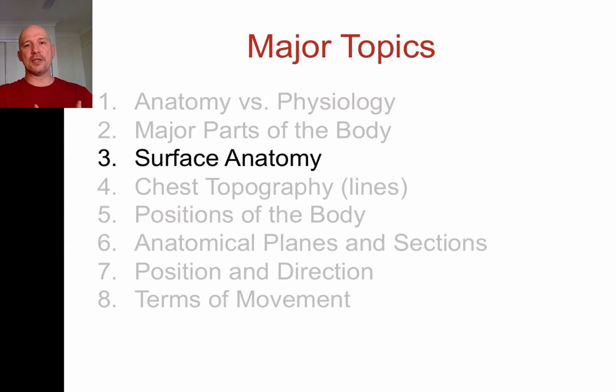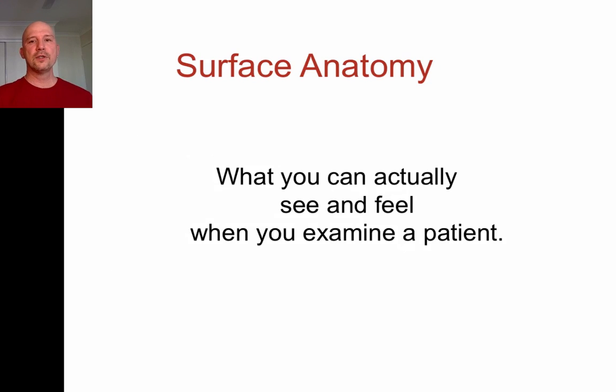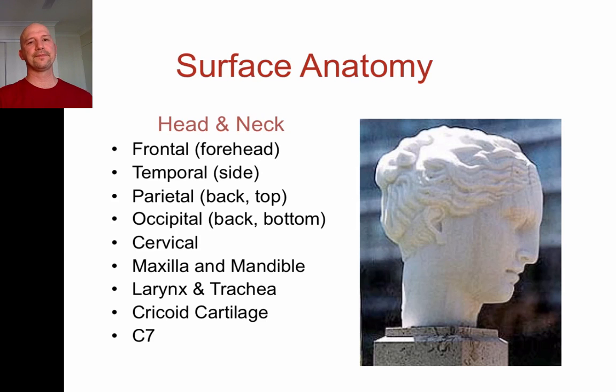Okay, surface anatomy. So if you're looking at the outside of somebody's body and you want to describe where, say you take a pen and put a dot on somebody, and then the other person who can't see them says, well, where's the dot? You have to describe it. We've got a lot of medical terms for how to do that as well. So let's take a look at that. The surface anatomy is what you can actually see and what you can feel when you're examining a patient.